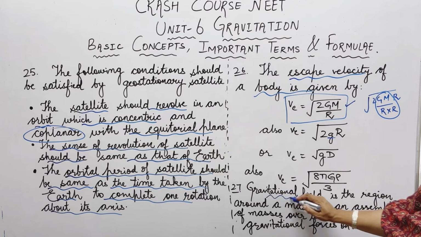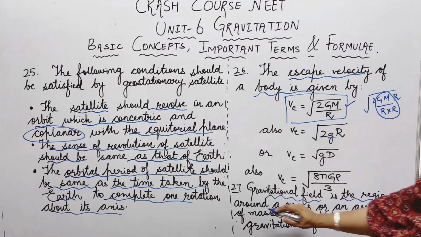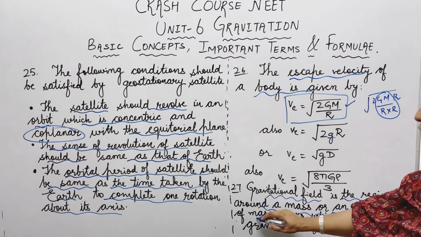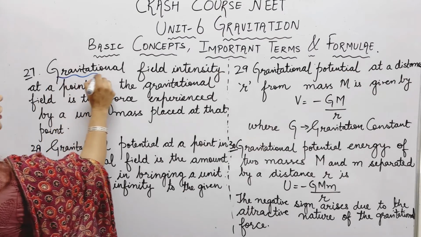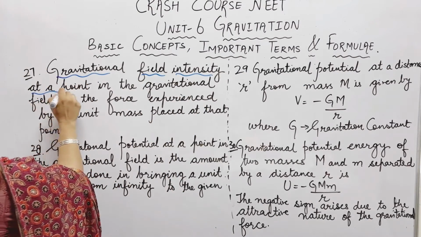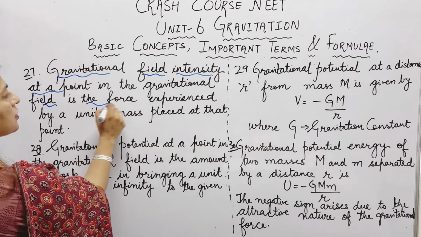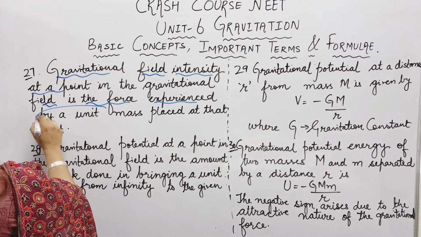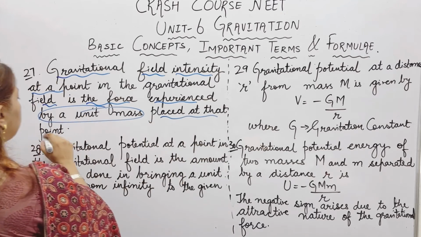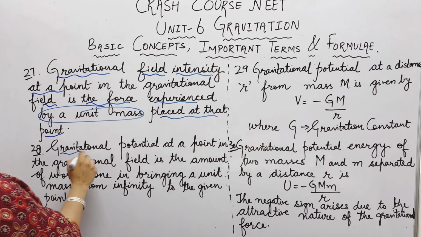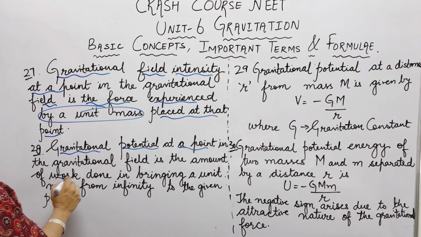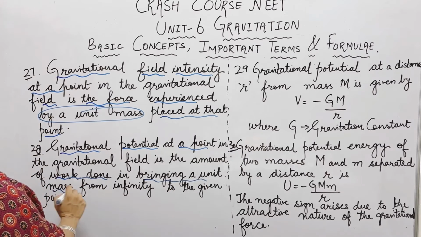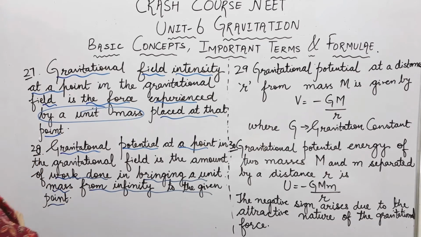The next is about the gravitational field. It is the region around a mass or an assembly of masses over which it can exert gravitational force on other masses. The next is the gravitational field intensity at a point in the gravitational field, which is the force experienced by a unit mass placed at that point. The next is the gravitation potential at a point in the gravitational field, which is the amount of work done in bringing a unit mass from infinity to the given point.